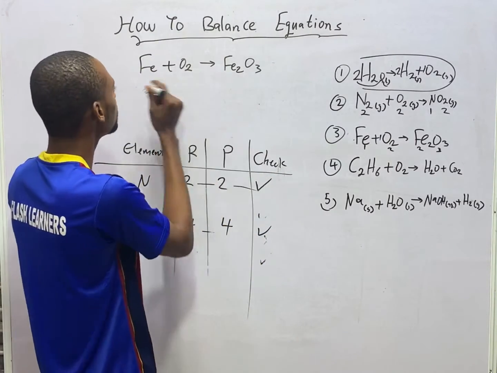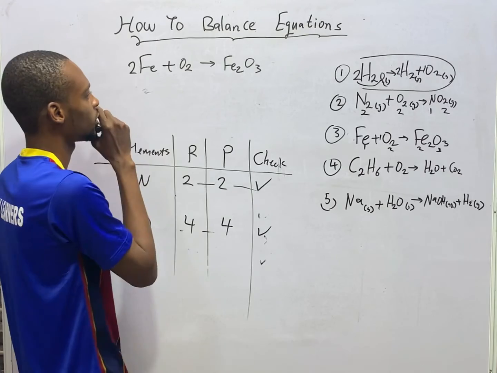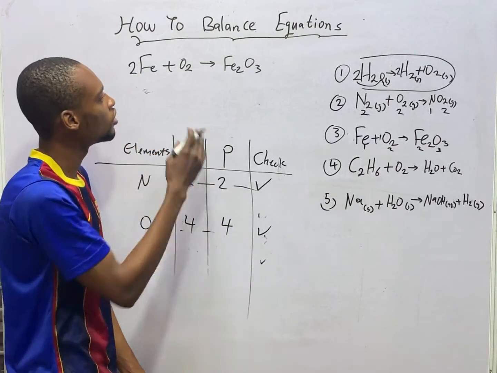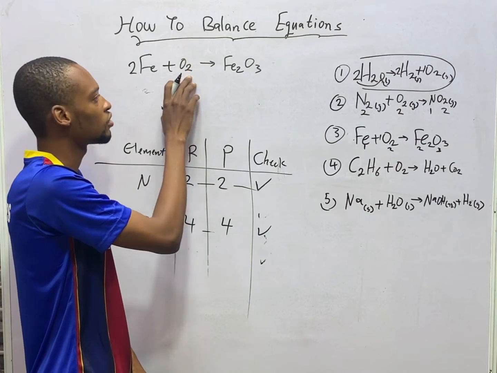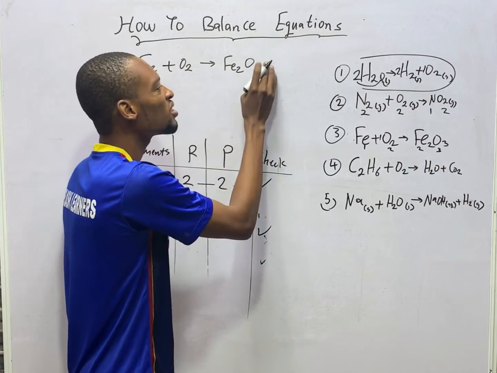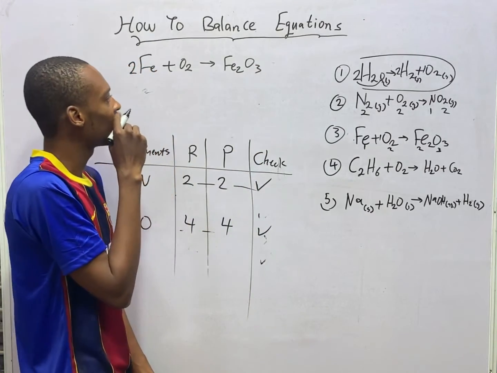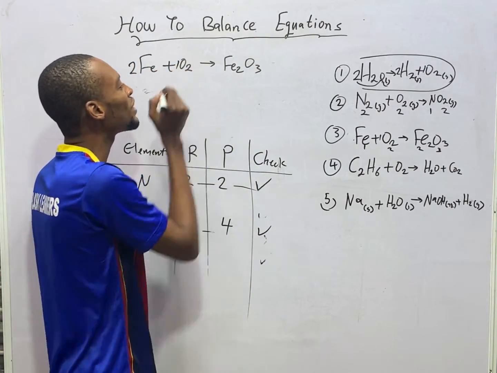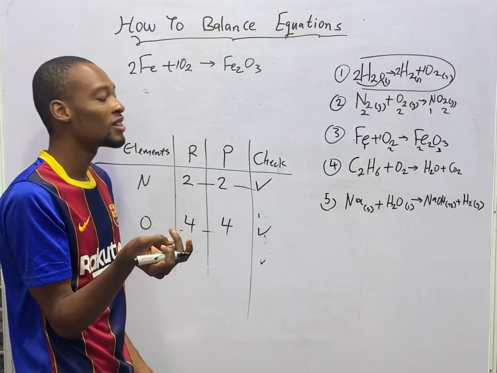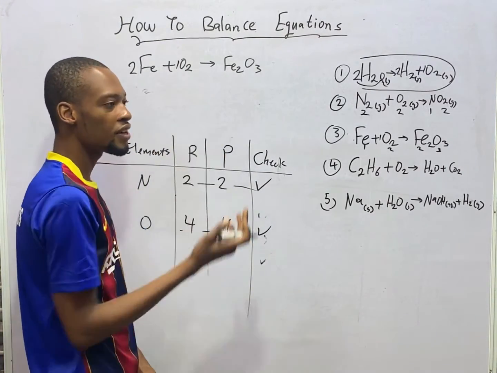So, like we've gotten to, we say, okay, let's put 2 here. Putting 2 here, Fe is what? 2. Oxygen is what? 2. But here, Fe is 2. Fe is balanced, but oxygen is not balanced. So trying to balance oxygen, if you put 1 here, and you say 1 times 2, what will it give you? 2. So how do we make oxygen 3?